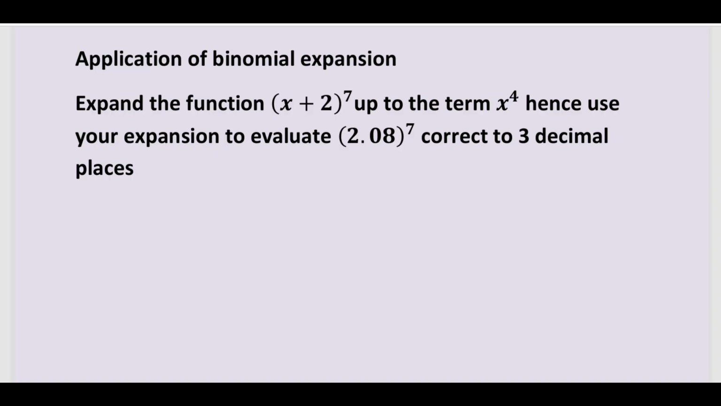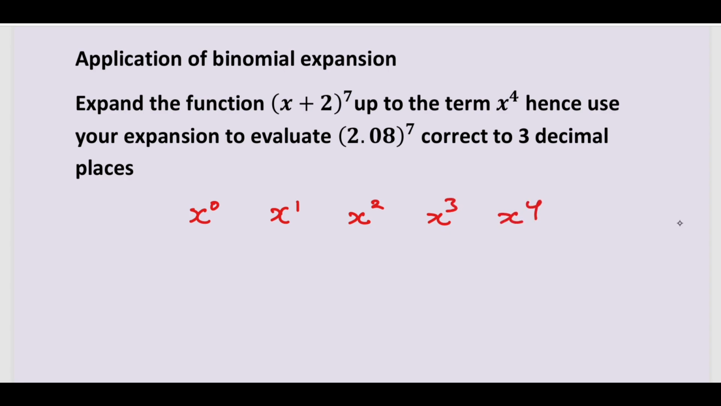Hence use your expansion to evaluate 2.08^7 correct to 3 decimal places. So we start by first of all expanding (x + 2)^7 up to the term x^4. We are going to expand x in increasing powers. So what will we have? We shall start with x^0, x^1, x^2, x^3, x^4.